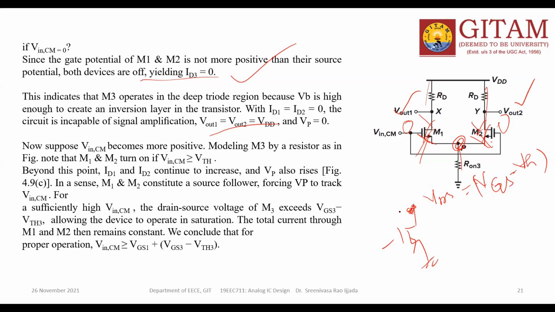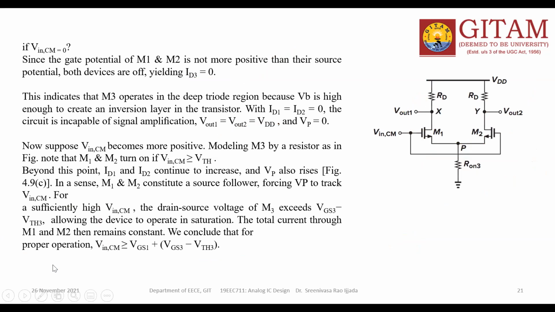So sufficiently high drain to source voltage allows the device to operate in saturation. The total current through M1, M2 then remains constant. So the condition is, V in CM, the input common mode value, should be greater than or equal to VGS1 plus this voltage, whatever the common mode value, because the two gates are tied together.